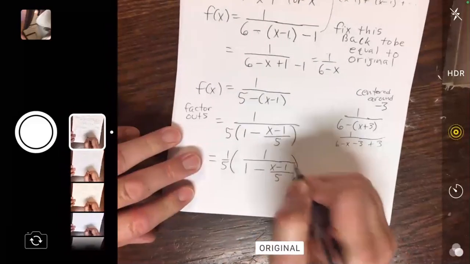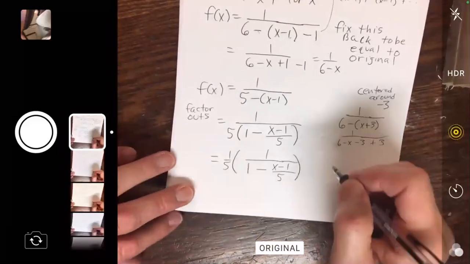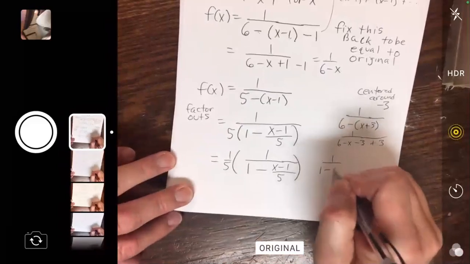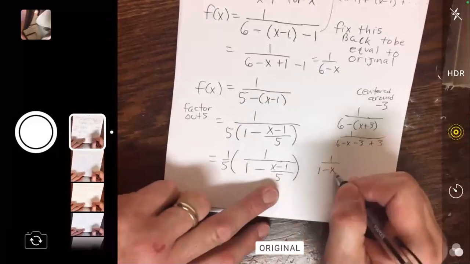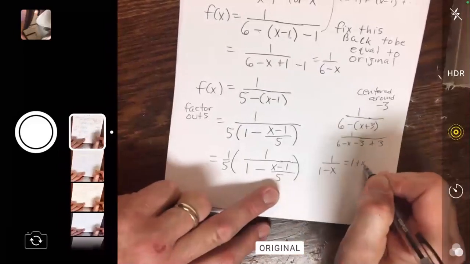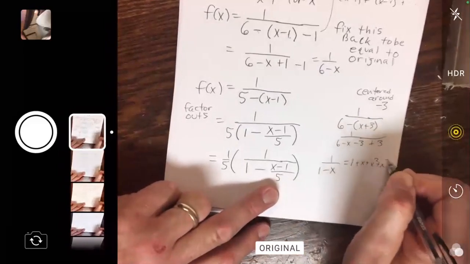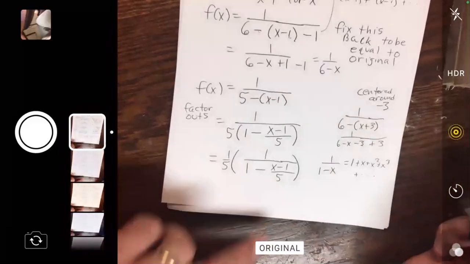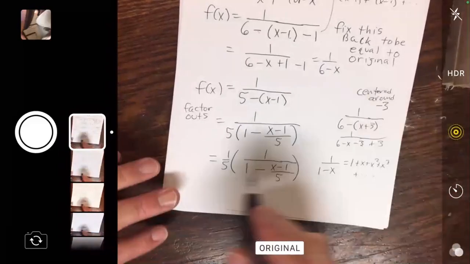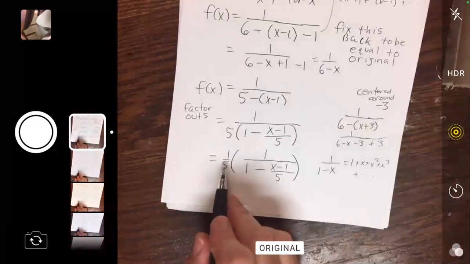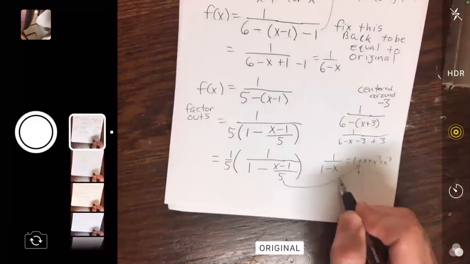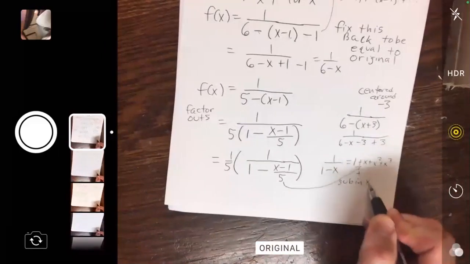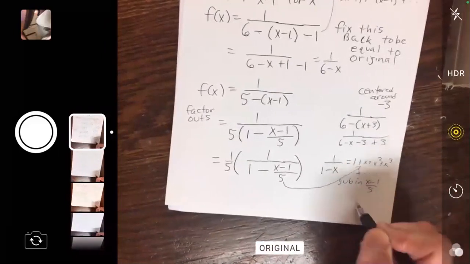Now, you see where I'm going with this? It matches 1 over 1 minus x, where this blob right here is generically the x. Remember, that's 1 plus x plus x squared plus x cubed, blah, blah, blah. You see what I have to do? Front coefficient's 1/5, and I sub in x minus 1 over 5 for x.